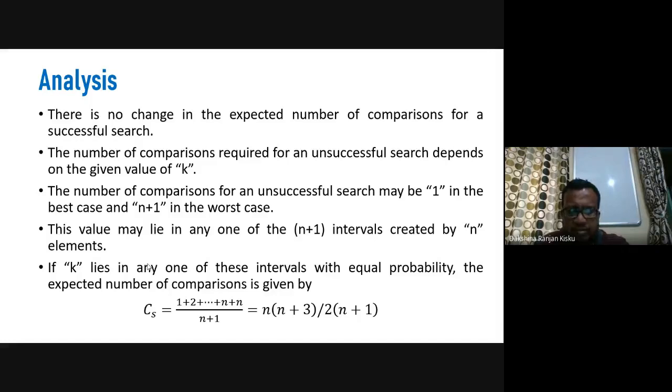If k lies in any one of these intervals with equal probability, then the expected number of comparisons is given by the expression Cs equals n into n plus 3 divided by 2 into n plus 1. We get this number of comparisons by adding the comparisons for each element in the array. For the first element, the number of comparisons will be 1. For the second element, it will be 2. For n elements, it will be n. Since there are n plus 1 intervals, we can write 1 plus 2 plus up to n, divided by n plus 1.